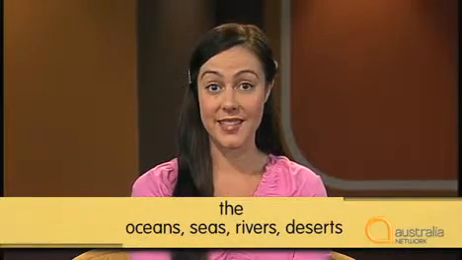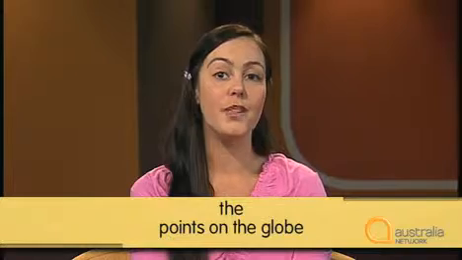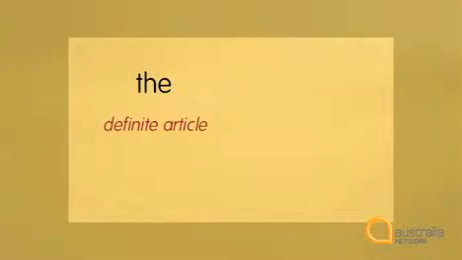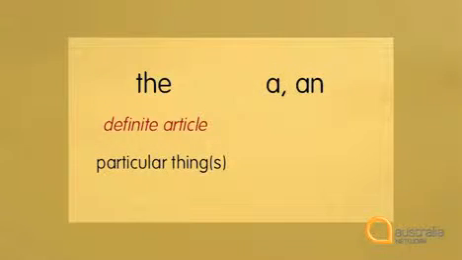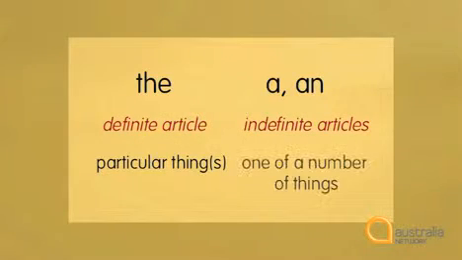And here's another rule. We use the with oceans, seas, rivers and deserts. We say the Indian Ocean, the Yangtze River, the Gobi Desert. We also use the for points on the globe, the equator, the Tropic of Capricorn, the North Pole. Choosing the right article can be very confusing, but if you follow the general rule that you use the definite article to refer to a particular thing or things, and a and an, indefinite articles to refer to one of a number of things, you shouldn't go too wrong.